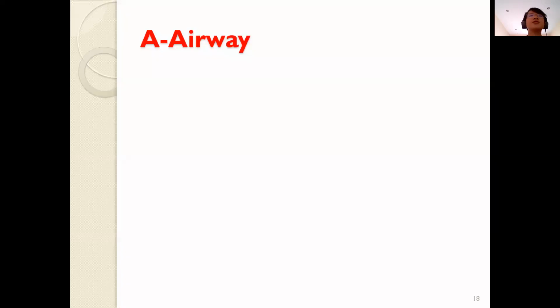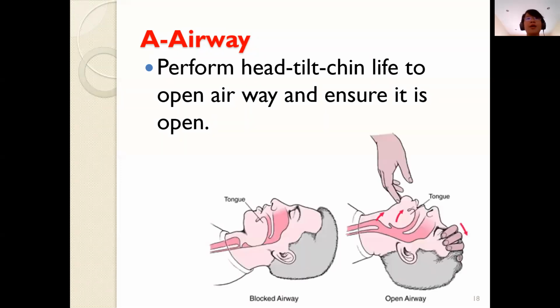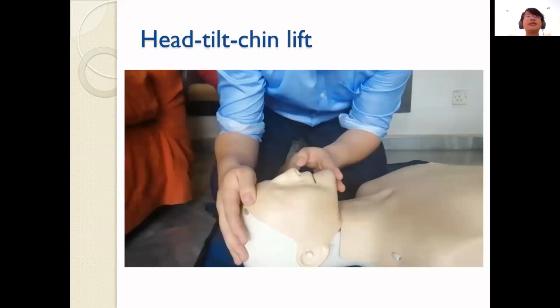Okay. So after you send for help, you want to be able to open the airway to check for airway patency or clear airway. So how do you do that? You do the head tilt chin lift maneuver. Put a hand over here, tilt it backwards, and lift the chin up. And when you do that, you should be able to visualize the airway. Look into the airway, the mouth, and see if it's clear.